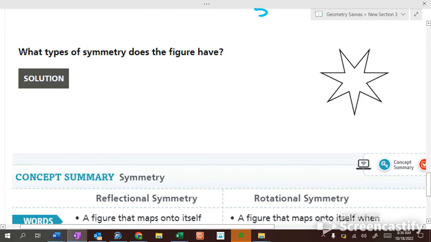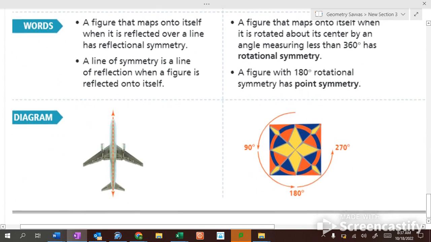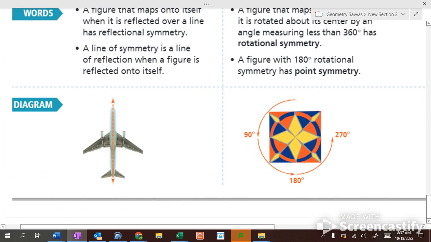This star has how many points? 7. So how many lines of symmetry? 7. How many rotations of symmetry? 6. So you take 360 divided by that, and you should be good. Okay.